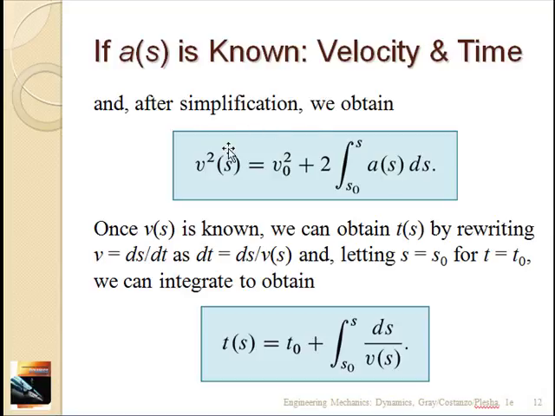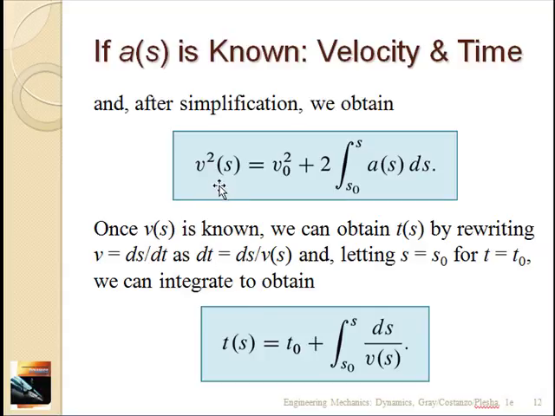Okay, so after a little work, we can write that v squared of s is v naught squared plus twice the integral from s naught to s of a of s ds. So if we're given a of s, we do this integral, we get v of s. So we can find the velocity as a function of position. If we want to know position versus time, what we can do is work out time as a function of position, and that gives us at least essentially the same information.